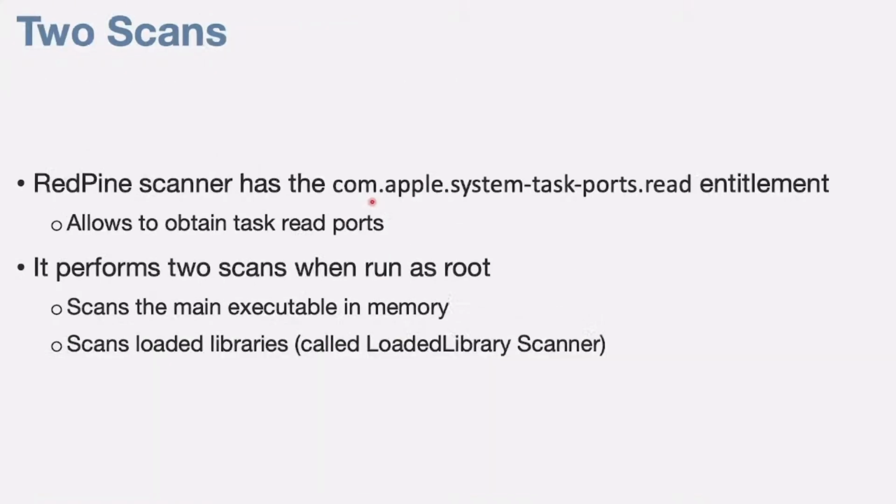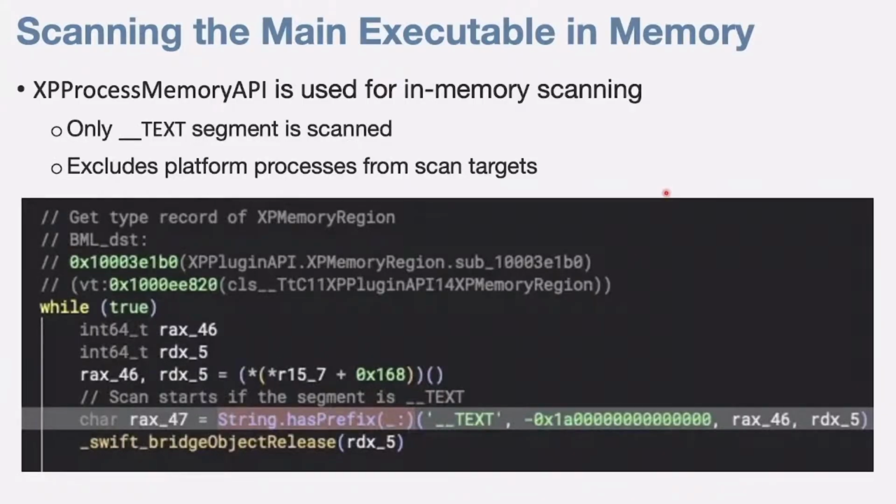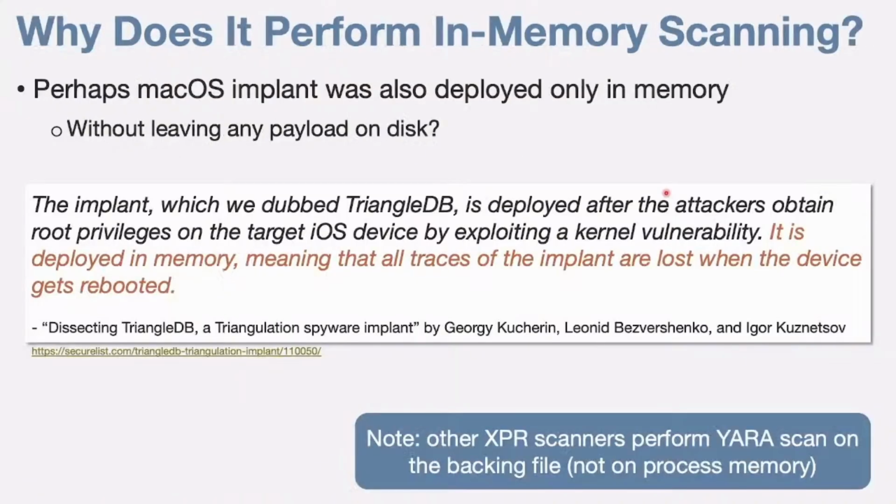Red pine scanner is granted the entitlement com.apple.system-task-ports.read, which allows it to read arbitrary process memory. It runs two separate scans. One scans the memory of running processes, and the other scans the loaded library path. The latter is called the loaded library scanner. The first scan checks whether a memory executable matches the specific YARA rule. In this scan, platform processes are excluded from the scan targets.